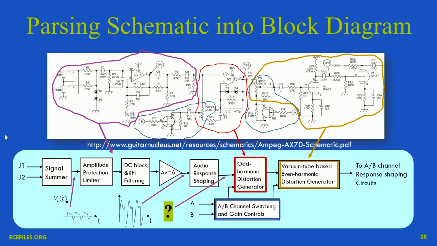And here's a block diagram we put together in episode 4 to summarize all the things I was just overviewing up here. There's a signal summer. If you have two signals coming in, they'll get added together. And then there's some amplitude protection and so forth. But our main concern now, going forward, is this audio response shaping block, which is right here. We know that if we have a small signal coming into the guitar amp, like this, it gets amplified by that op amp. And then it goes into this block, but what comes out? That's the question.